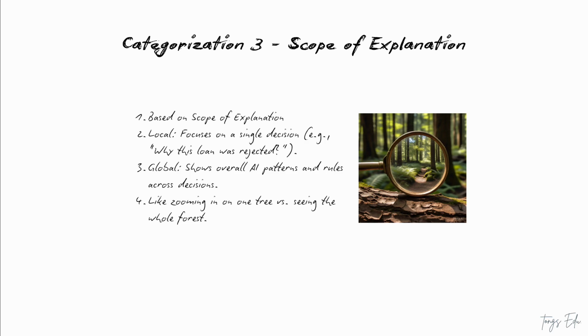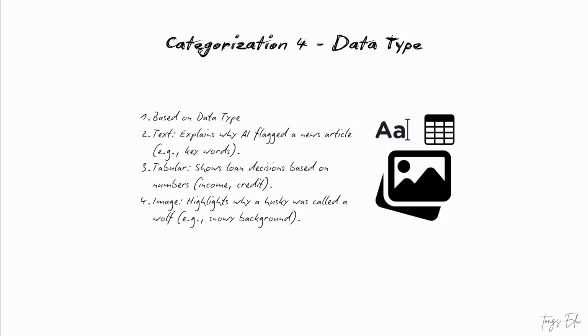Next, we've got XAI categorizations based on data type. This is about the kind of information the AI is crunching. For text, XAI might explain why an AI flagged a news article as fake. Maybe it spotted certain words or phrases that tipped it off. For tabular data, like spreadsheets with numbers, XAI could show why an AI approved a loan based on income, credit scores, or other metrics.